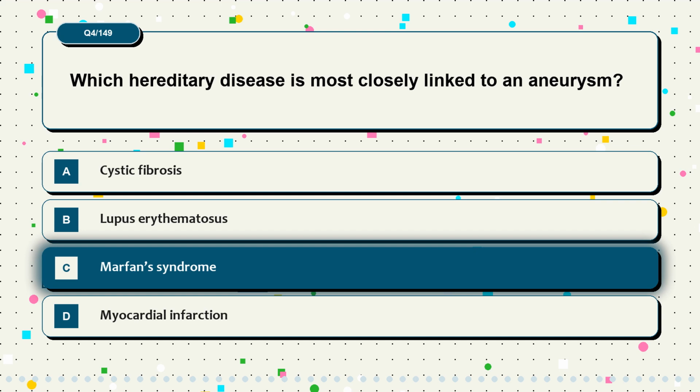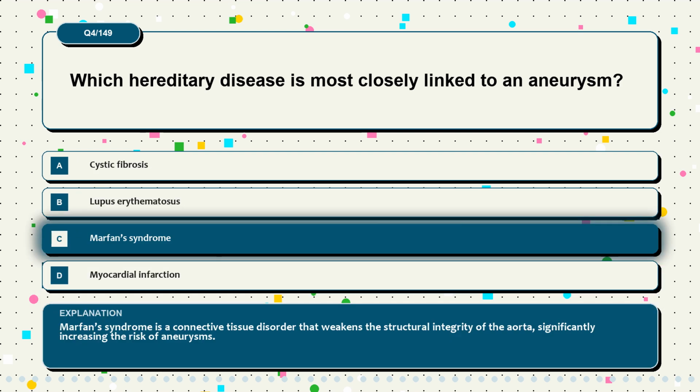The correct answer is option C, Marfan's syndrome. Marfan's syndrome is a connective tissue disorder that weakens the structural integrity of the aorta, significantly increasing the risk of aneurysms.